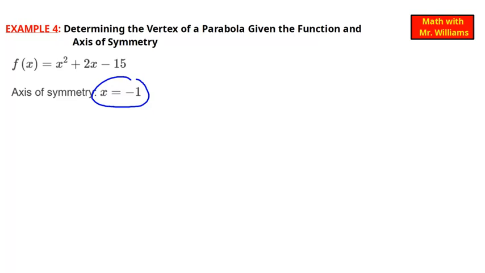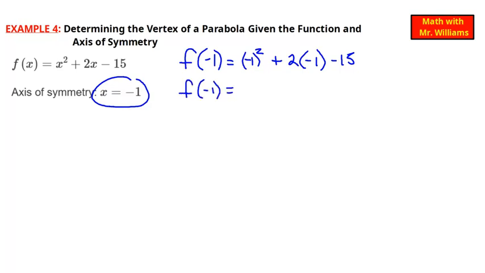Let's go ahead and plug our negative 1 in. So f of negative 1 equals (negative 1) squared plus 2 times (negative 1) minus 15. I like to show my substitution with parentheses so I know I substituted correctly. The first step is the exponent. Negative 1 times negative 1 gives us 1. 2 times negative 1 gives us negative 2. Then we have minus 15.